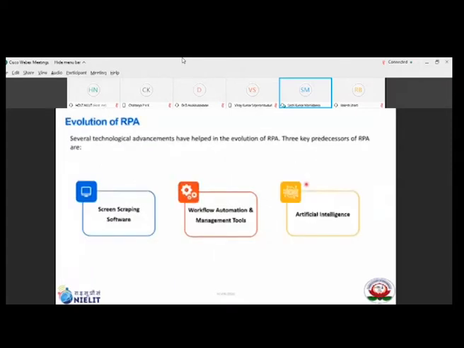How did the evolution happen? Before we jump on to here, there are a few things which I wanted to talk about, and that is that RPA essentially has evolved in 4 different levels. The first level is called traditional automation, which we have seen, where there is a process, and that process simply has to run by itself.